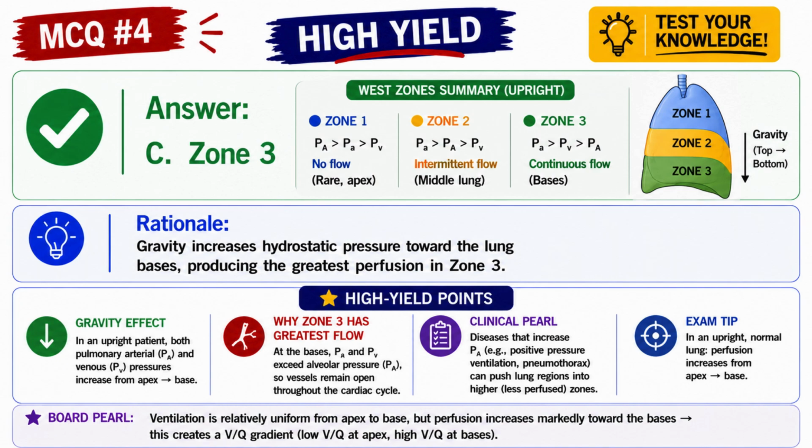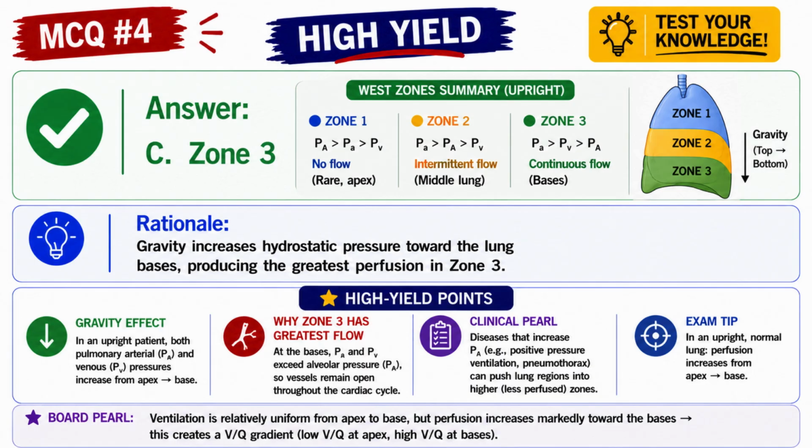Here's why. West's zones of the lung describe the relationship between alveolar pressure, arterial pressure, and venous pressure, and how gravity affects blood flow distribution throughout the lung. In an upright patient, gravity creates a hydrostatic pressure gradient, highest at the lung bases, lowest at the lung apices. Zone 1, apex, highest in the chest, lowest hydrostatic pressure. Alveolar pressure can exceed arterial pressure, especially if alveolar pressure is elevated, as with PEEP.